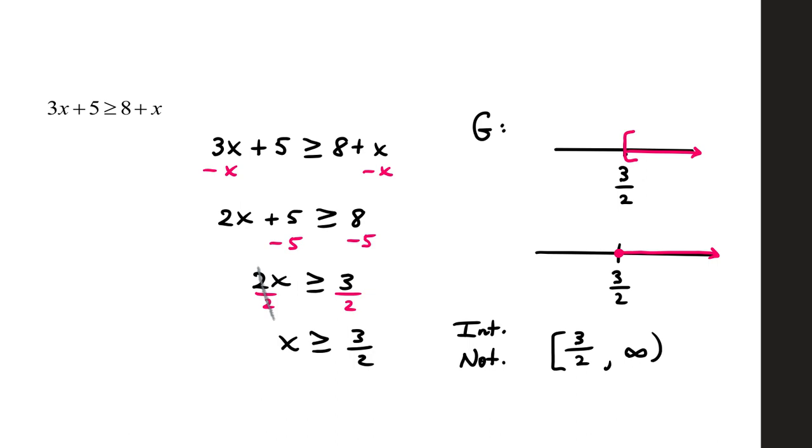Including the 3 halves, you can either use the closed dot or bracket. All numbers greater than or equal to 3 halves will fall to the right of it on a number line. So either of these graphs are fine, and this is your interval notation. That just says all solutions are from 3 halves or larger.